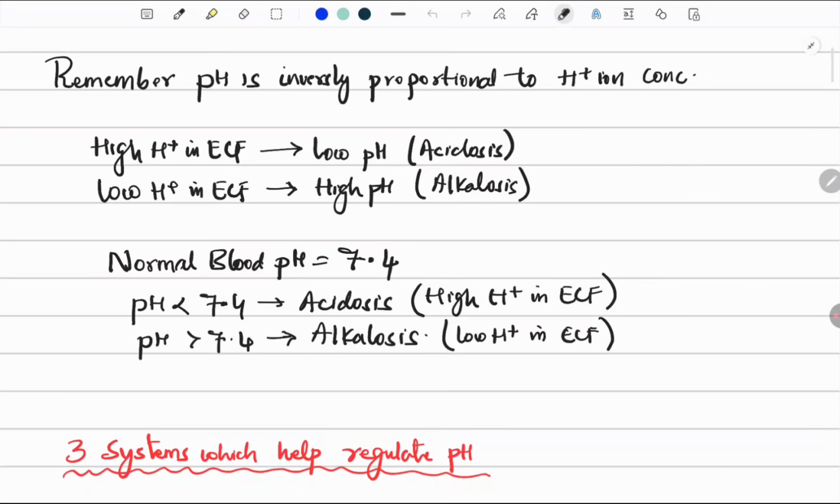I am making it very simple. Normal blood pH is 7.4. pH less than 7.4 is acidosis. So whenever there is acidosis, what does it mean? It means that there is high H plus concentration in the ECF. And when pH is more than 7.4, what does that mean? That means there is alkalosis, which suggests low H plus concentration in the ECF. Very simple. pH is more, the H plus concentration is less. pH is less, the H plus concentration is more. pH is less means what? pH is less means it is acidosis.